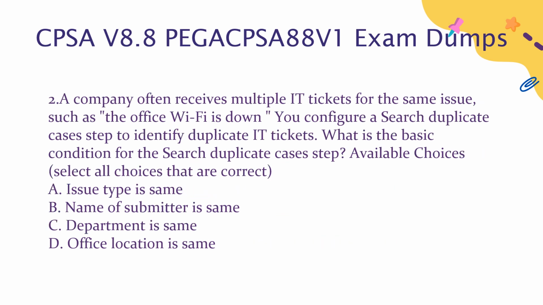2. A company often receives multiple IT tickets for the same issue, such as the office Wi-Fi is down. You configure a search duplicate cases step to identify duplicate IT tickets. What is the basic condition for the search duplicate cases step? Available choices. Select all choices that are correct. A. Issue type as same. B. Name of submitter as same. C. Department as same. D. Office location as same.